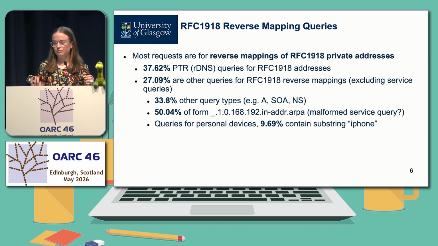There's also a large number of queries that appear to be for personal devices. Almost 10% of these 27% contain the word iPhone, so it's like iPhone reverse mapping. So some of these are being sent to AS112.